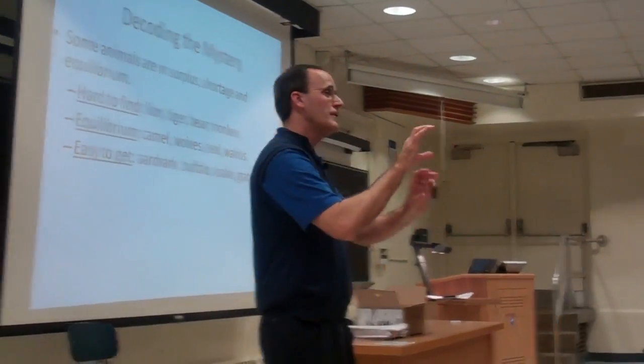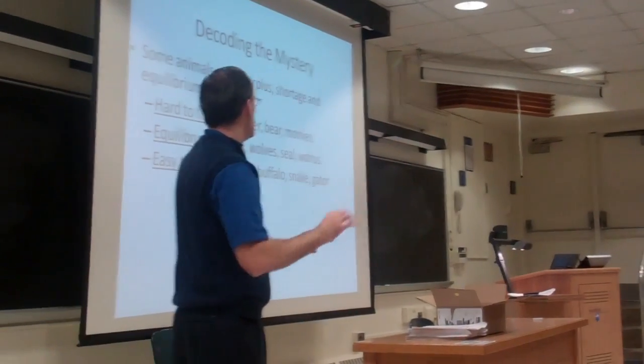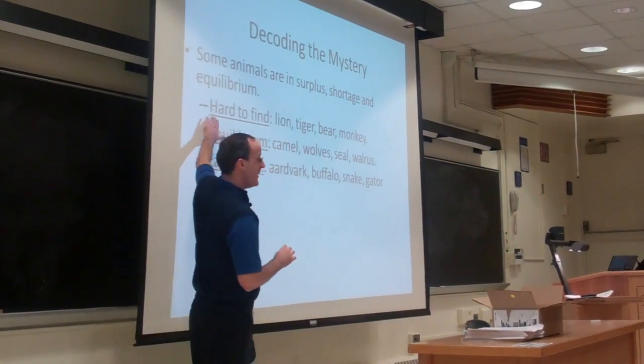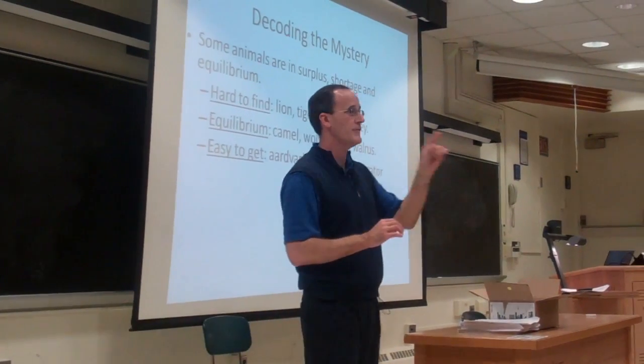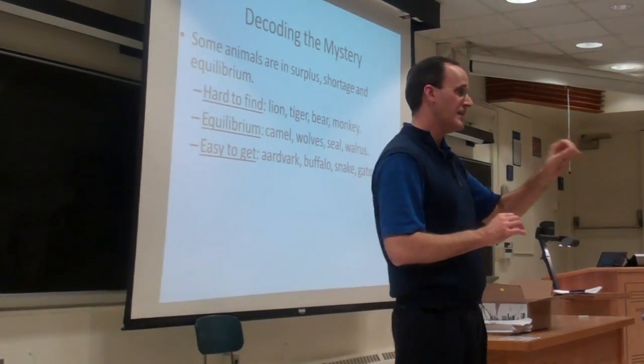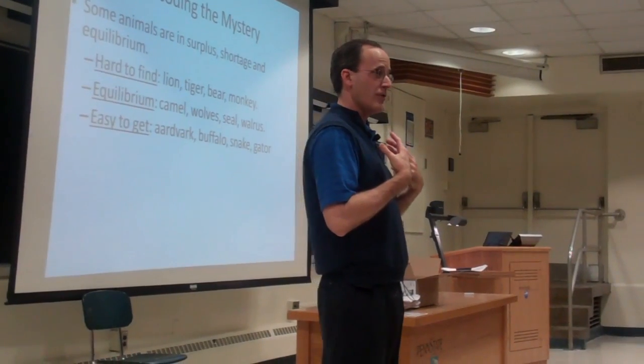So the sooner you could figure out which of the animals you had that were really hard to find, the lions, the tigers, the bears, and the monkeys, the sooner you're going to be able to figure out that you could basically leverage that information and drive a harder bargain.